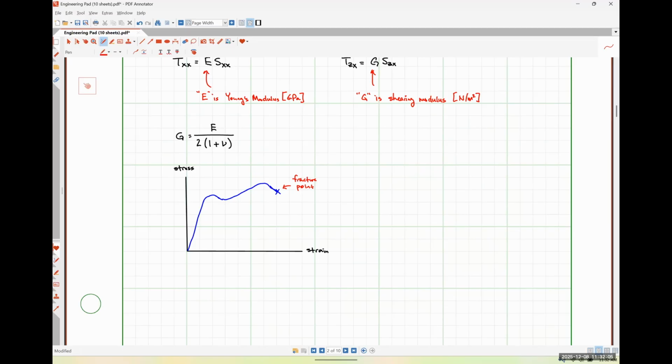So let me annotate this a little bit further. I'm going to say that this point right here, where I stopped trying to make the line straight, is going to be representative of our proportional limit. Right. So up until this point, stress and strain are linearly related. As we go beyond this point, we're going to hit our yield stress.